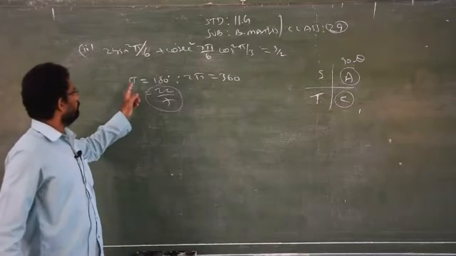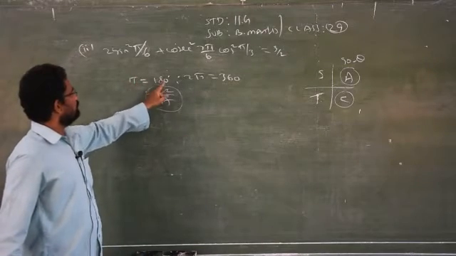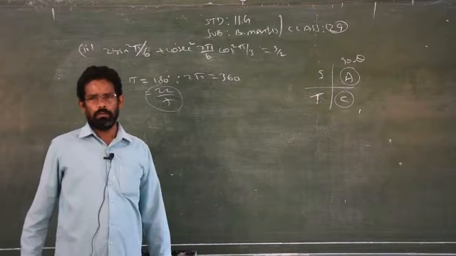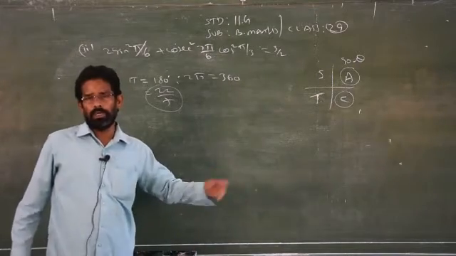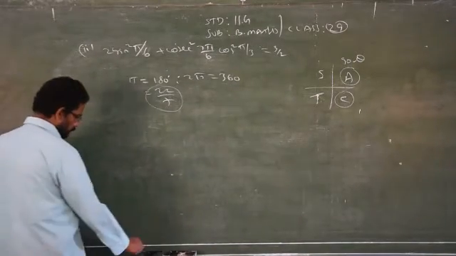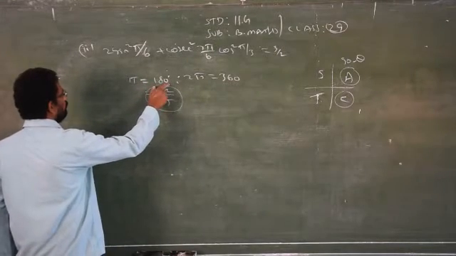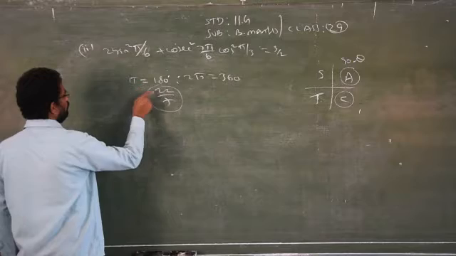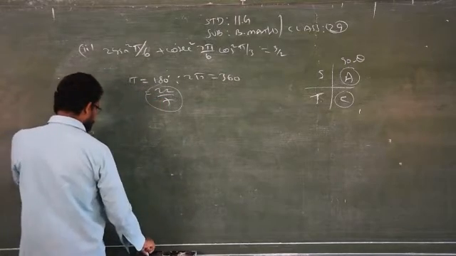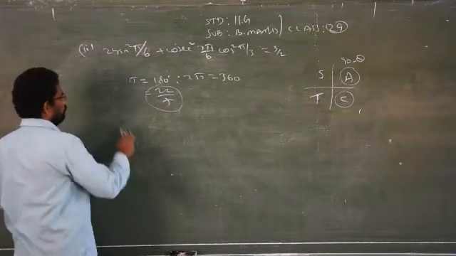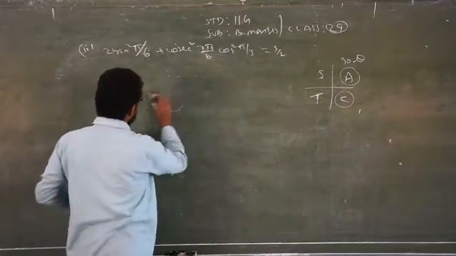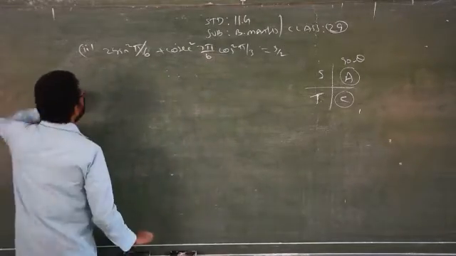In trigonometry, the symbol pi stands for what? 180, not 22 by 7. Don't confuse. In measurement, other than trigonometry, pi refers to 22 by 7, whereas in trigonometry, pi stands for 180 degrees. Clear?